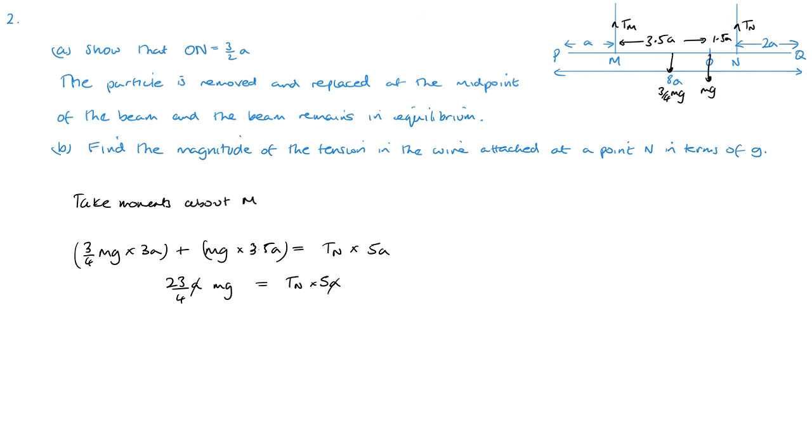So the a's will cancel. Let's divide by 5. And we get the Tn is 23/20 mg. So we found the tension, magnitude of the tension in the wire point N in terms of g. It's in terms of mg, but it's the same thing, I think. Yeah, just check the solutions to this problem, and that is the answer. So there we have part B and question 2 complete.